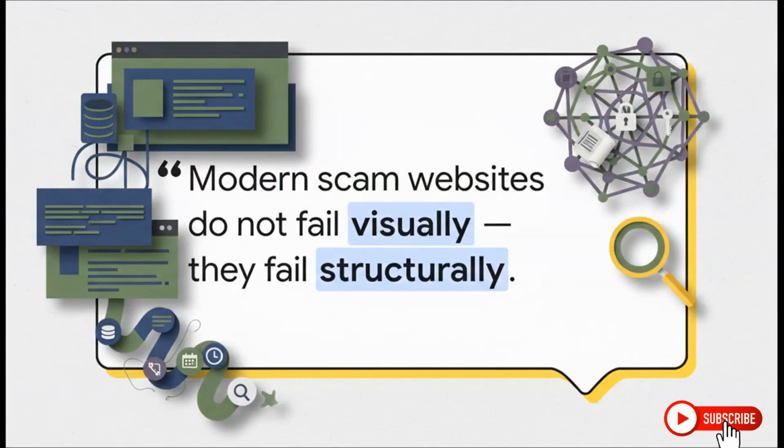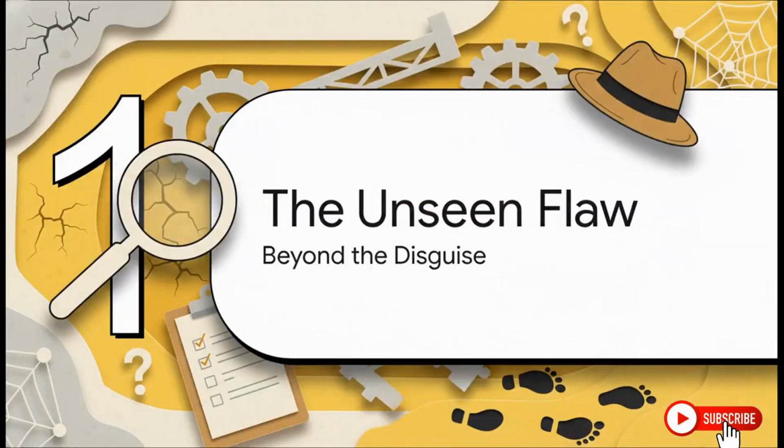Okay, let's just pause on this for a second, because this one sentence, it's the key to everything. The days of spotting a scam because of a few typos or some clunky design, those days are long gone. The real clues, the ones that scammers just can't fake, are buried way deeper. So, think of this as a kind of forensic investigation. We're going to put on our digital detective hats and learn how to find the hidden structural flaws that every single fake website has, no matter how perfect it looks on the outside.